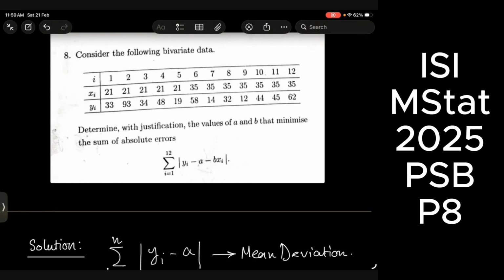So a data set is given, 12 sample cases are there. This is a bivariate sample of (xi, yi) pairs, and there are 12 observation points. It's given that we have to determine, with justification, the values of A and B that minimize the sum of absolute errors.